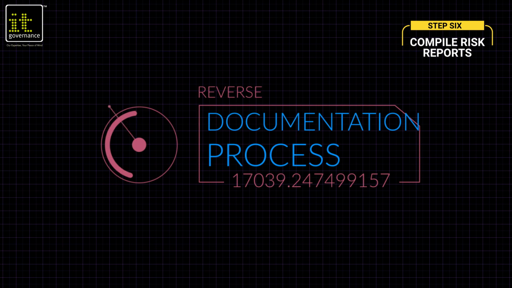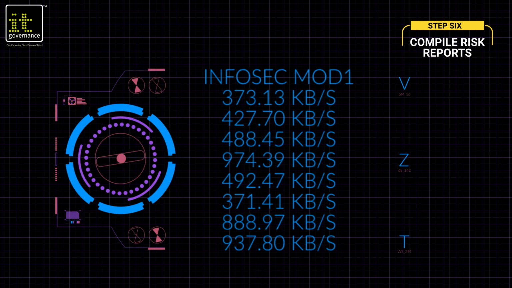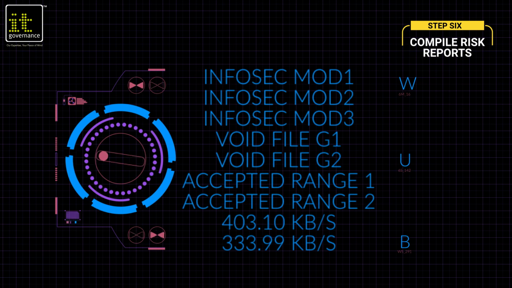Step 6. Compile risk reports. Next comes the documentation process, which is necessary for audit and certification purposes. The most important documents are the risk treatment plan, which documents the decisions you've made regarding risk treatment, and the statement of applicability.